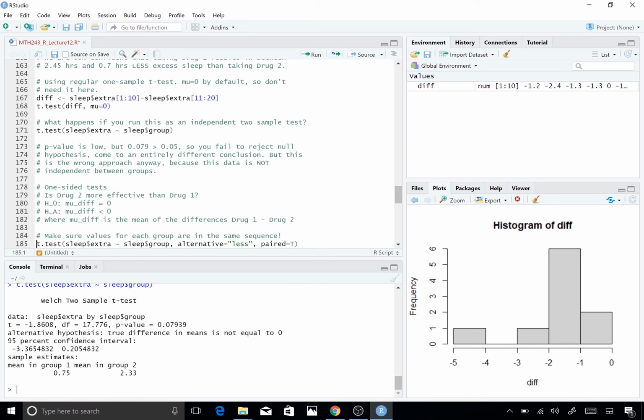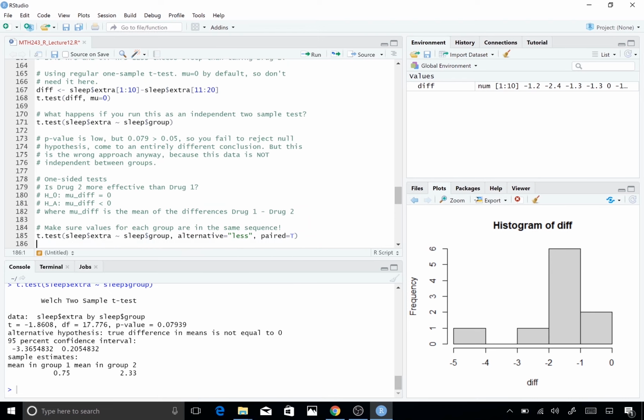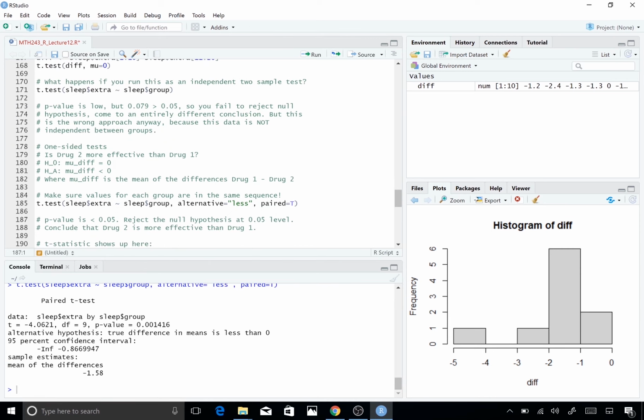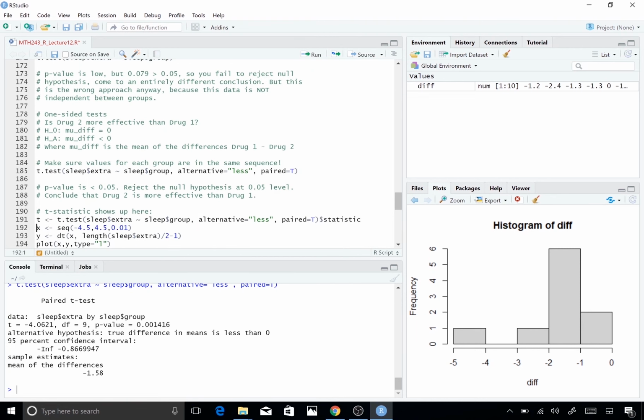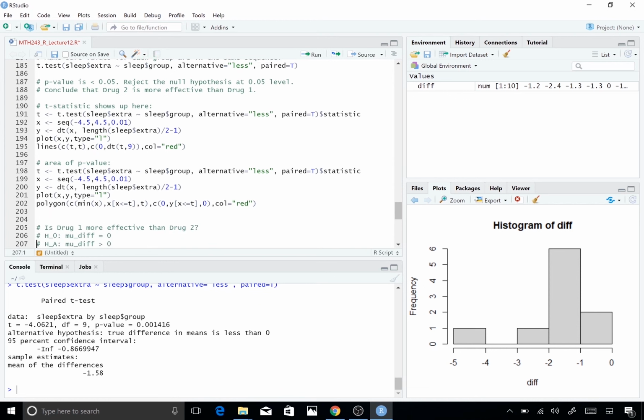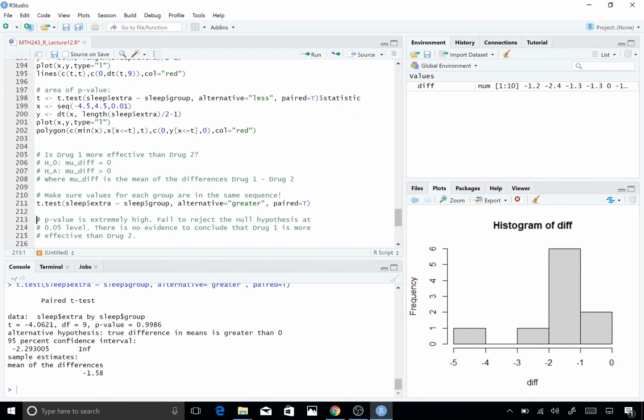And then finally, here are the one-sided versions. I did the less than version in the lecture. If you do the less than direction, the p-value is 1/2 the two-sided version. When you do the greater than direction, you get this, where the p-value is almost 1.